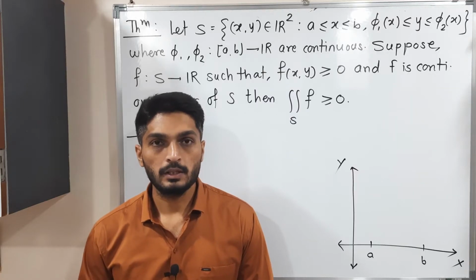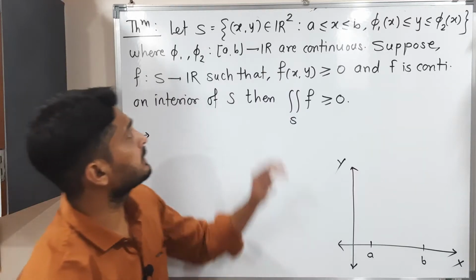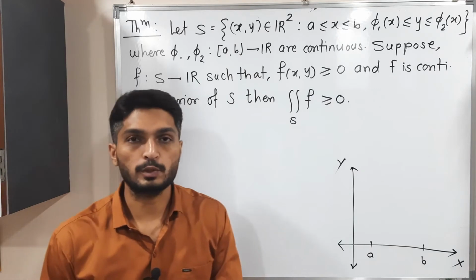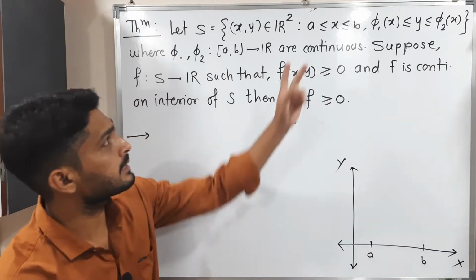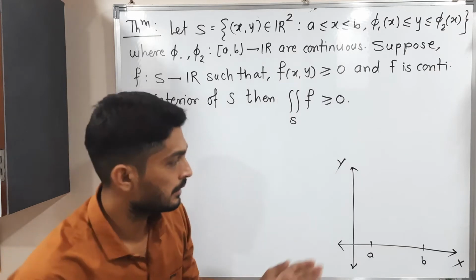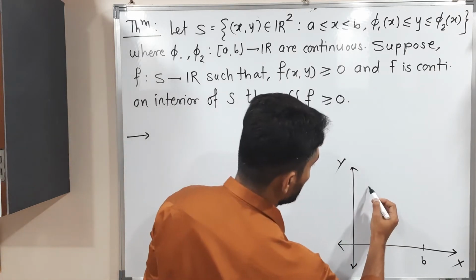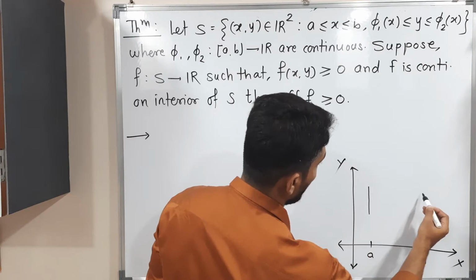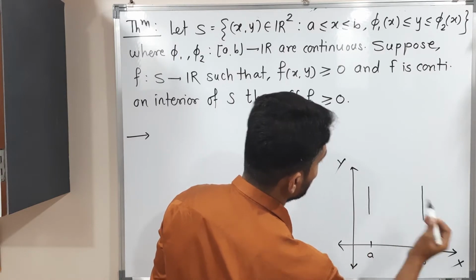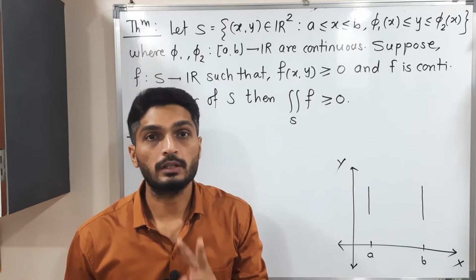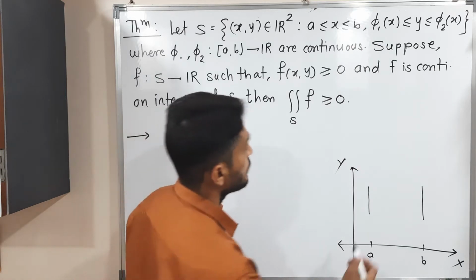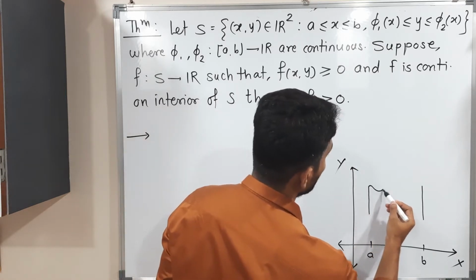Discuss this theorem. In this theorem, we have this region S, which is a subset of R2. It is defined in a different way. Here X is bounded by A and B, so this region is bounded by A and B. But the Y coordinate is bounded by two different curves, phi1 and phi2.